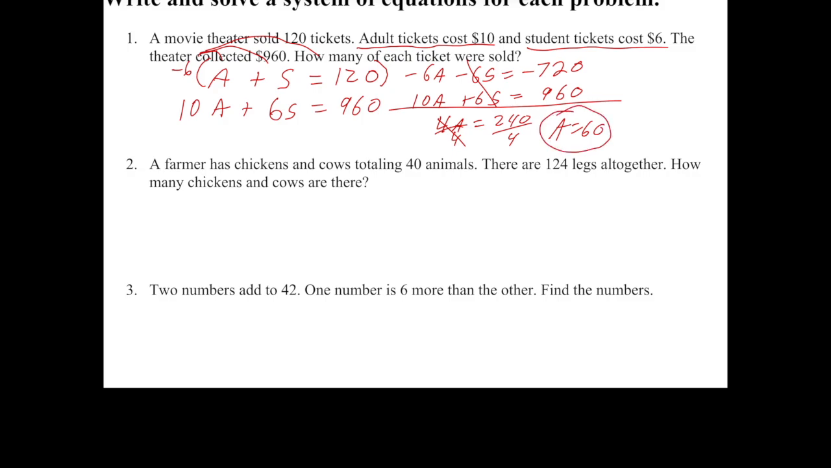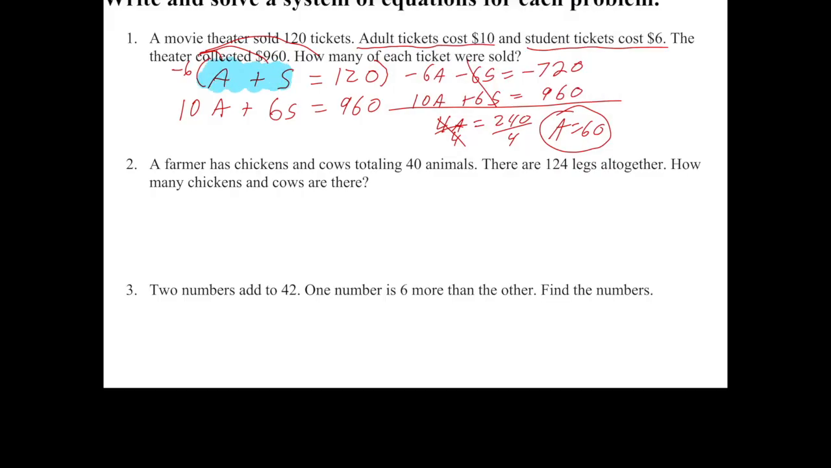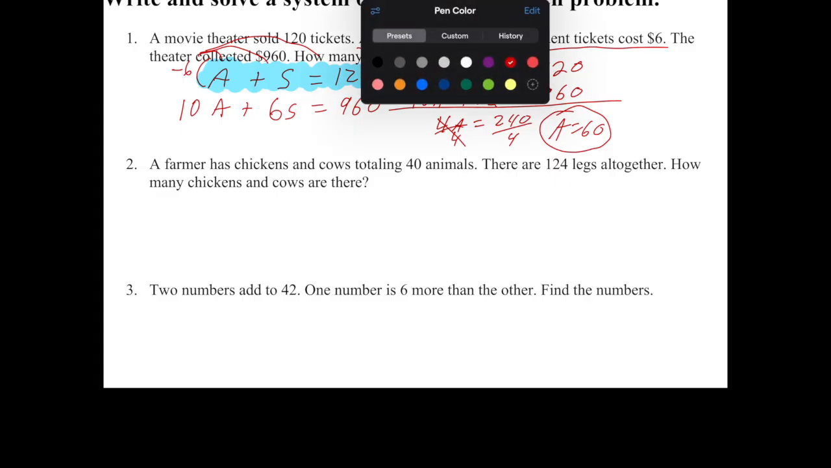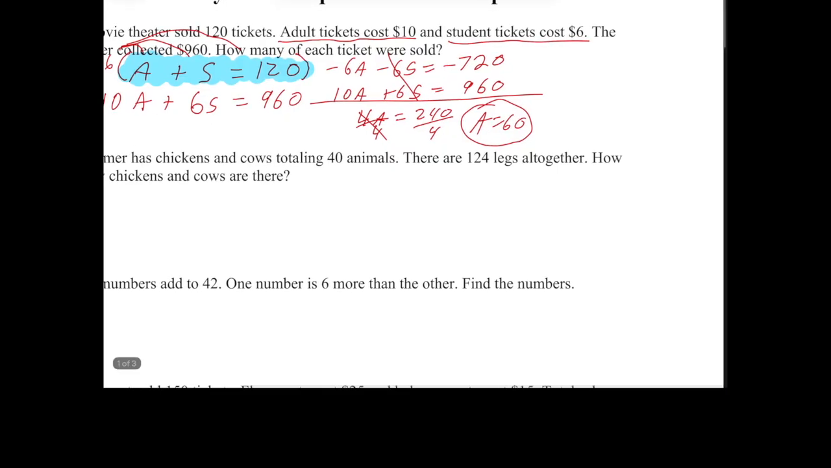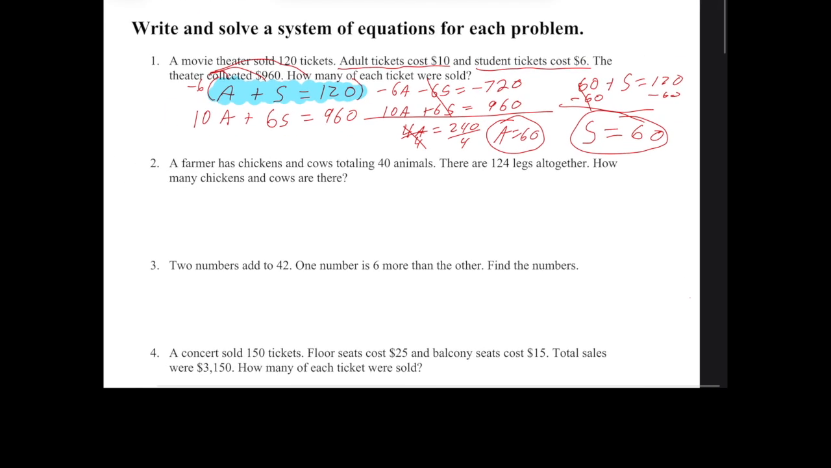Okay, so that means the adult tickets were 60. So what would the students be? Well, if you go back, look at this first original problem. All I can do is, now that I know what A is, I just plug in A for that. So instead of A, I'm going to write 60 plus the student tickets will equal 120. And once I subtract 60 from both sides, you're going to notice that my student tickets will equal 60. Hey, look at that, it's equal. 60 adults, 60 students all together came in, okay? And that's how we would do the first one.